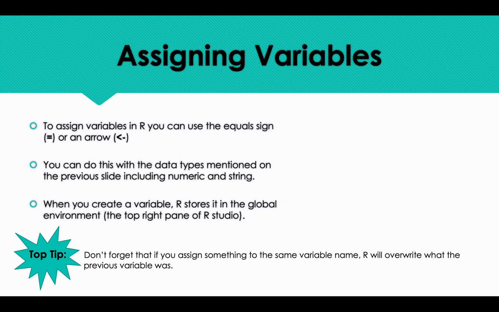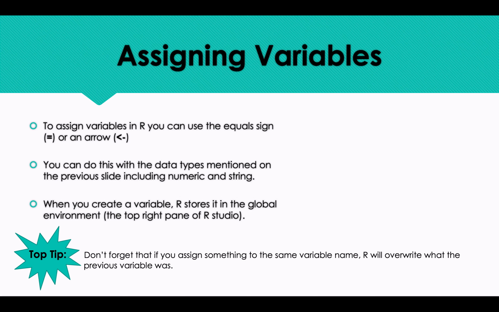To assign variables in R, you can either use the equal sign or an arrow. It is important to remember that equal signs can be used for other functions in R, so if you'd like to differentiate between them, it would probably be better to use the arrow.